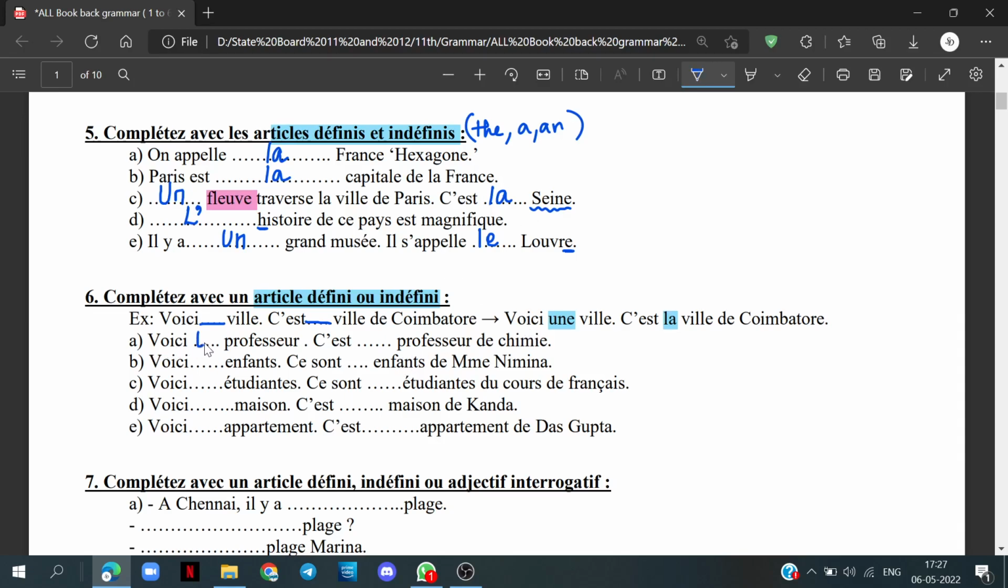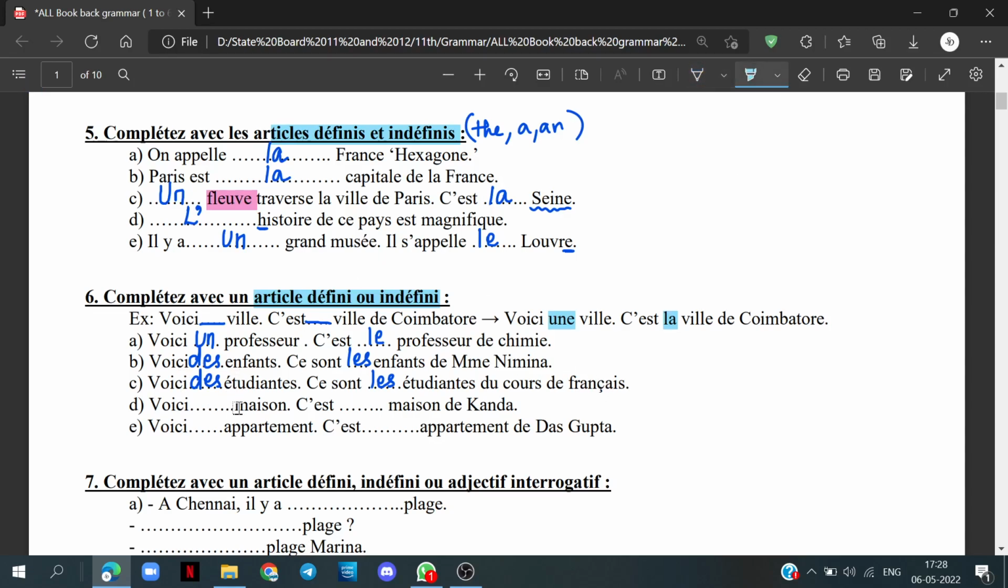So, voici un professeur. Here is a professor. C'est le professeur de chimie. This is the chemistry teacher. Le professeur de chimie. Voici des enfants. Here are the children. But whose children are they? They are the children of Madame Nimina. So, les enfants de Madame Nimina. Then voici des étudiants. Here are some students. They are the students of the cours de français, that is the French class. They are the French students.